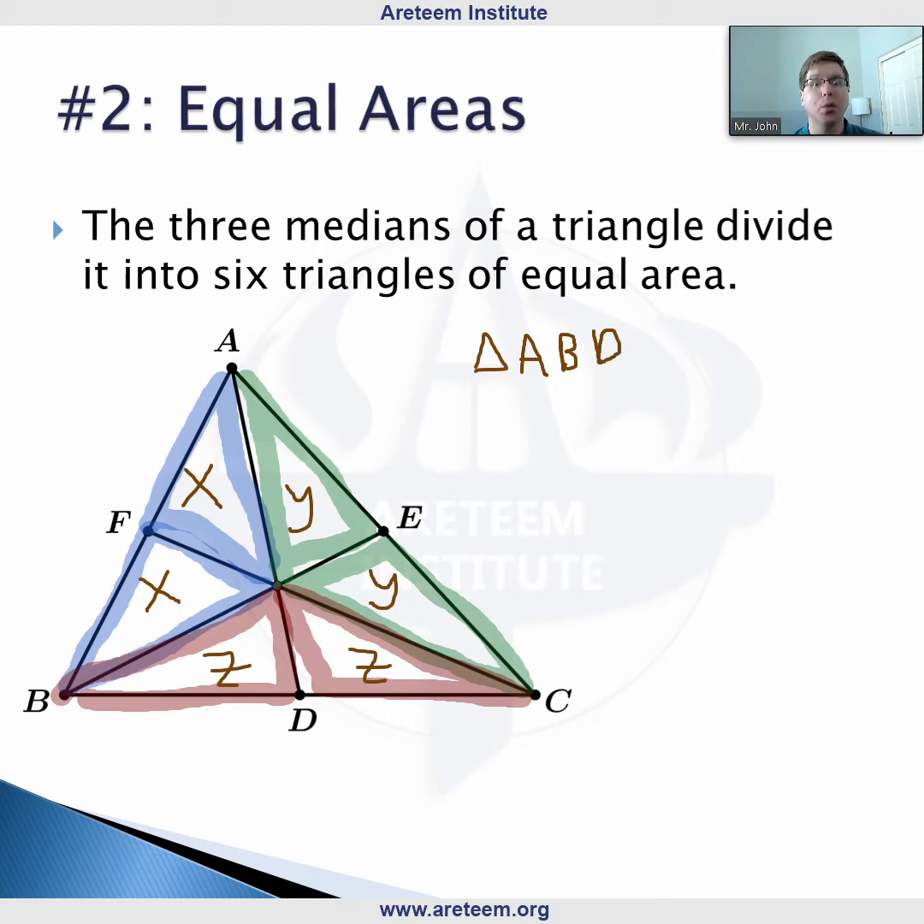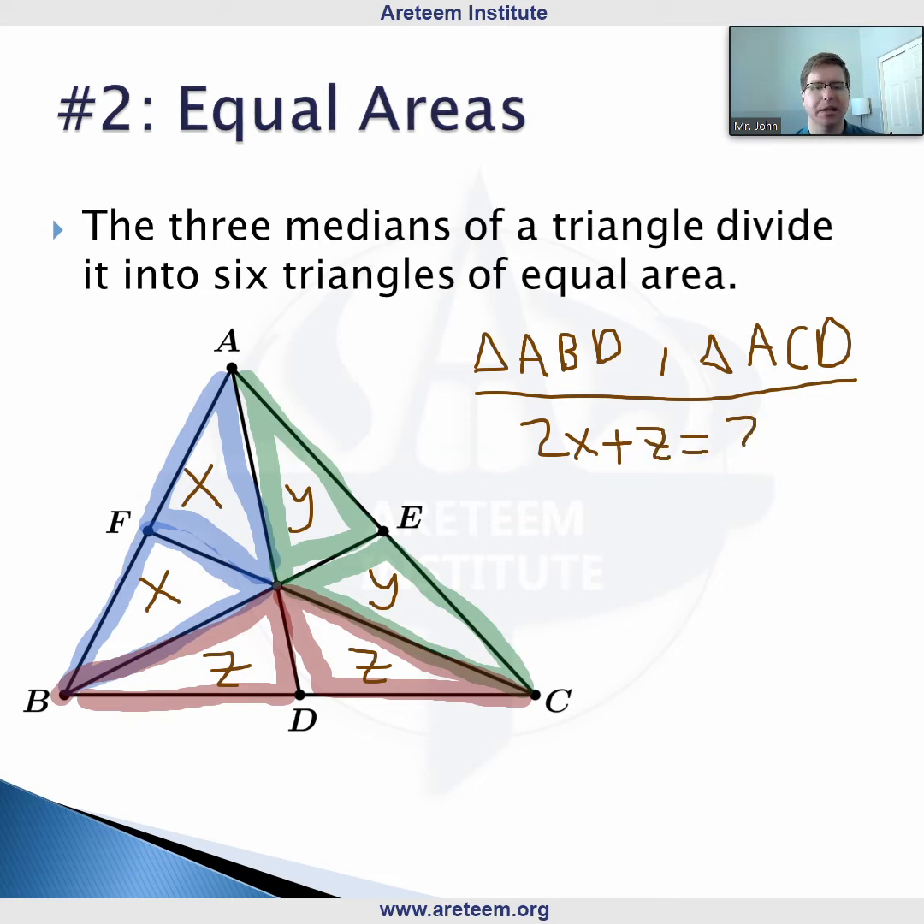These aren't congruent or anything, but if we look at triangle ABD and ACD, those 2 triangles have the same area. Their areas are the same. Well, wait a second. We can write their areas in terms of the smaller areas we have here. So this tells us that 2x plus z, that is the area of ABD, has to be equal to 2y plus z.